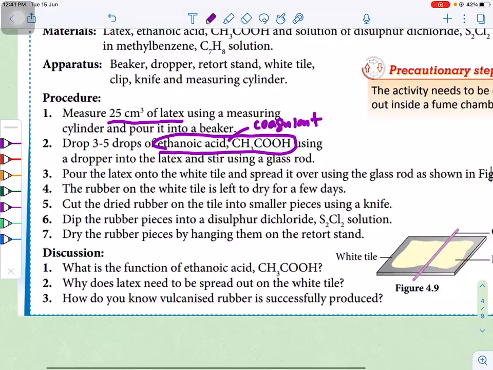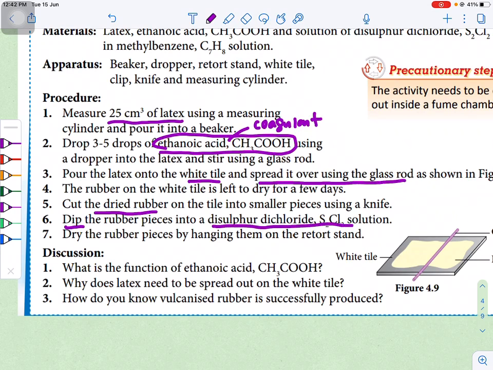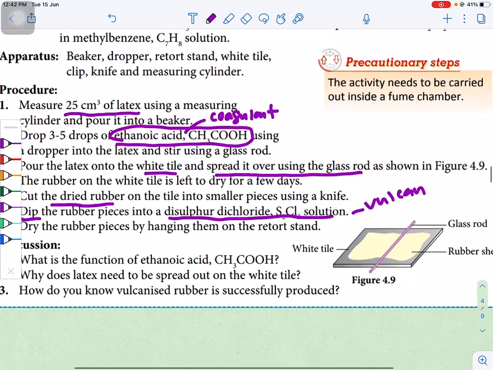Okay, and then we stir and then pour the latex into white towel and spread using the glass rod. Sebab kita nak buat dalam bentuk yang nipis, bukan menggumpal tebal, dia dalam bentuk yang nipis, sekeping macam tu. And then we cut the dry rubber into small pieces. Okay, and then at the end, lepas dia dah coagulate dalam bentuk yang kita nak, dalam bentuk sekeping, barulah kita dip into disulfur dichloride. This is the process of vulcanization.